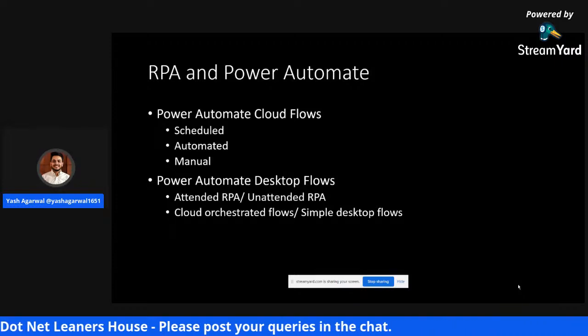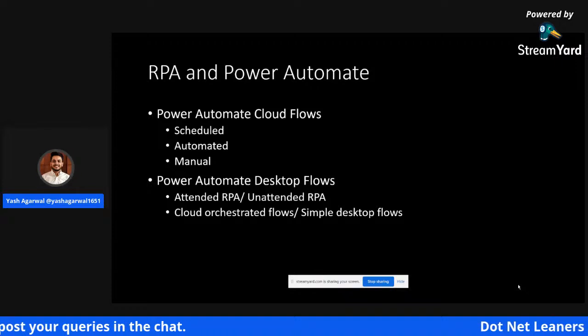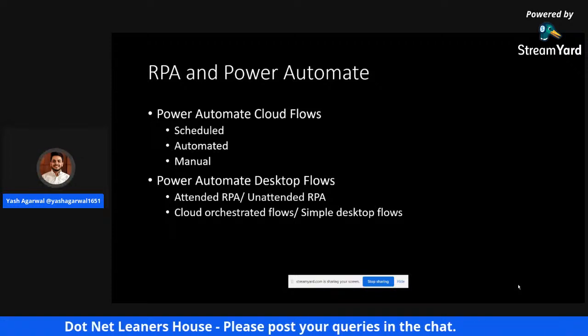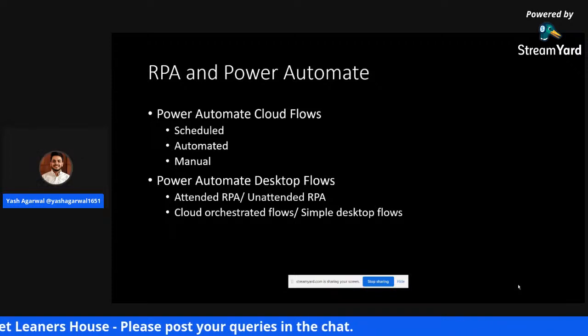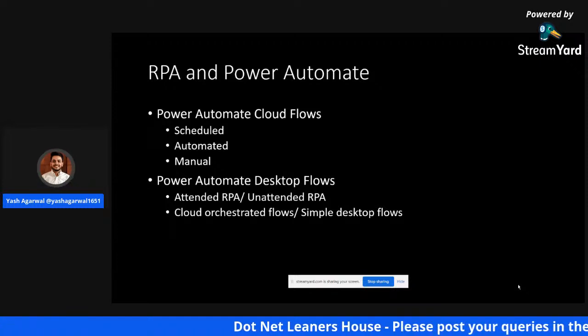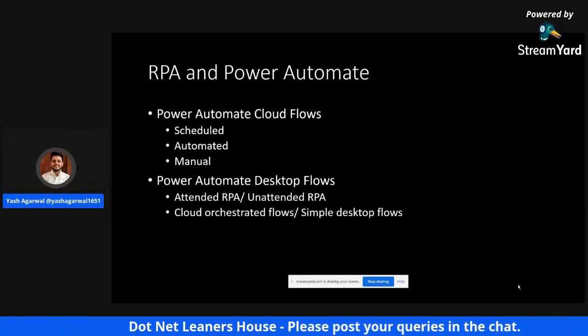As an example, let's say I have to just sync my data from Dataverse upon an event, let's say when a record is created or when a record is updated, and then put that into my legacy system or my web application where the API is not available yet. This could be a completely unattended process where a cloud flow orchestrates your desktop flow, and it calls it whenever the cloud flow is triggered, and there is no user involvement over here.